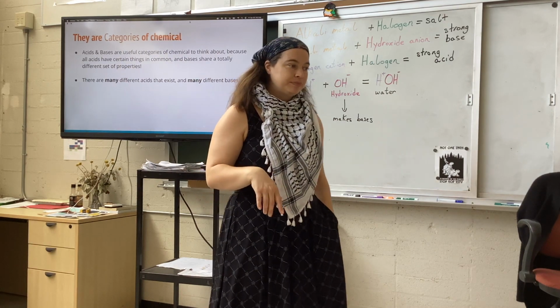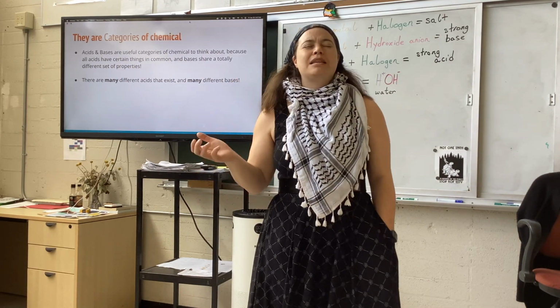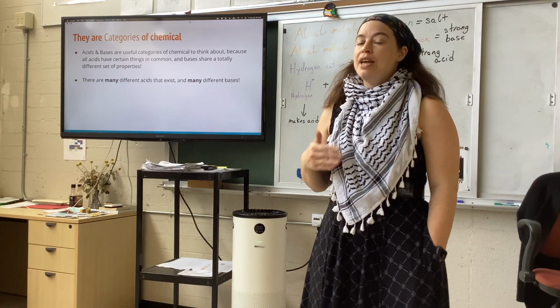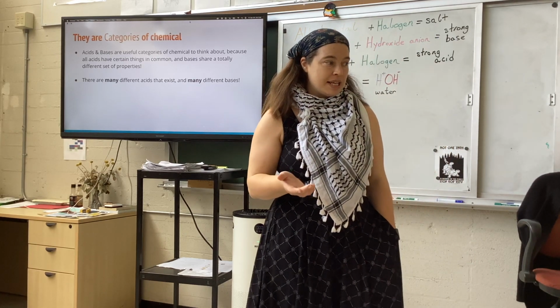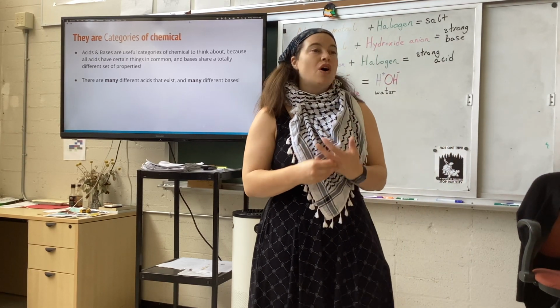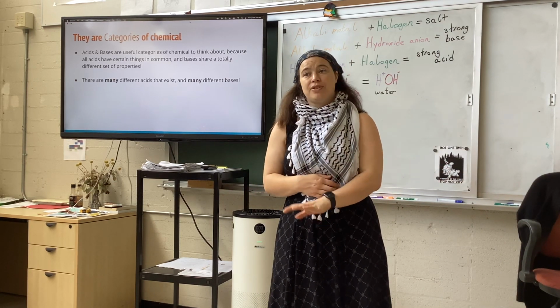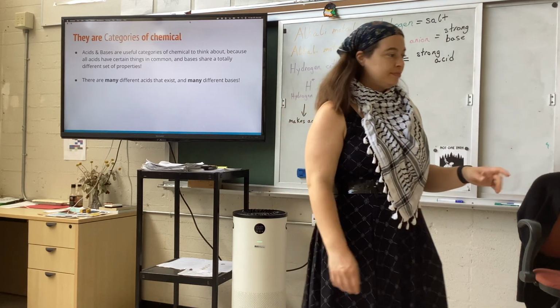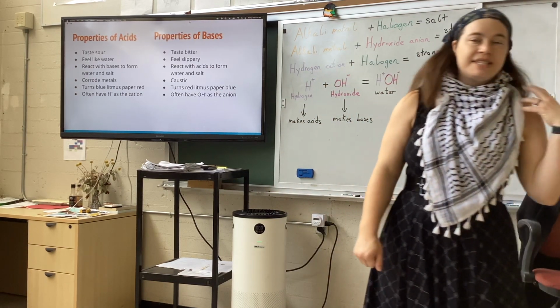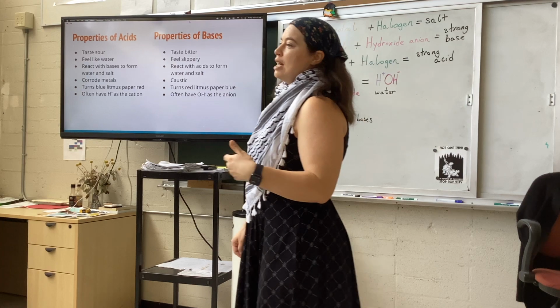When it eventually happens, way down the line. There are many, many different acids that exist, and there are many, many different bases that exist. But broadly speaking, they're all going to have certain things in common. So all acids are going to have certain things in common, and all bases are going to have certain things in common. So let's take a moment and talk about these properties. Acids.